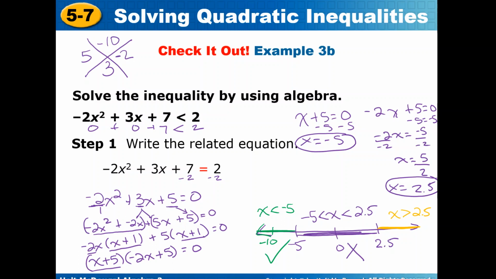And we can probably guess now. Let's choose 3 in here. So we're going to fill in again, and we're going to hope it's true. 3 squared is 9 times negative 2 is negative 18. Plus 9 equals negative 18 plus 7. Negative 18 plus 7 is negative 11. Is less than 2. That is true. So we get a check there.